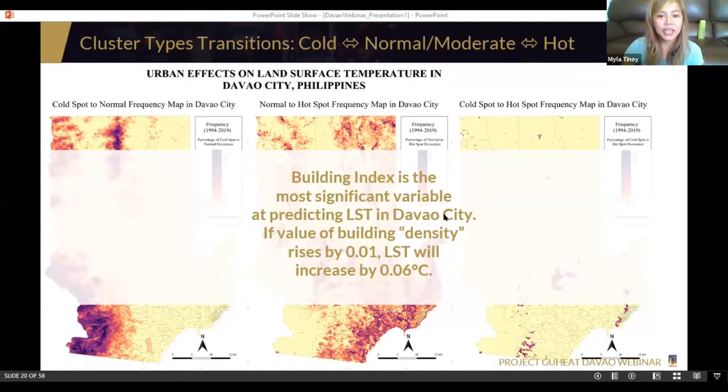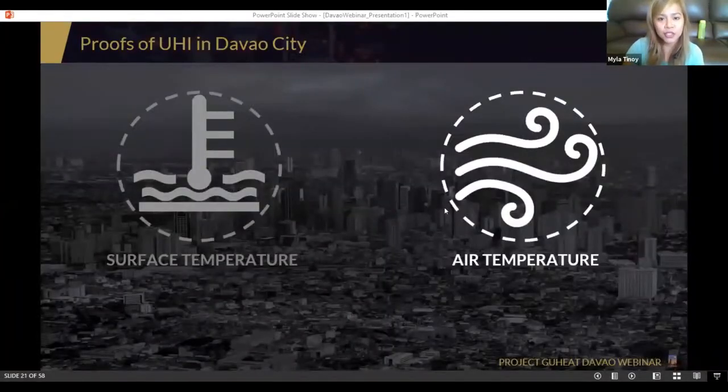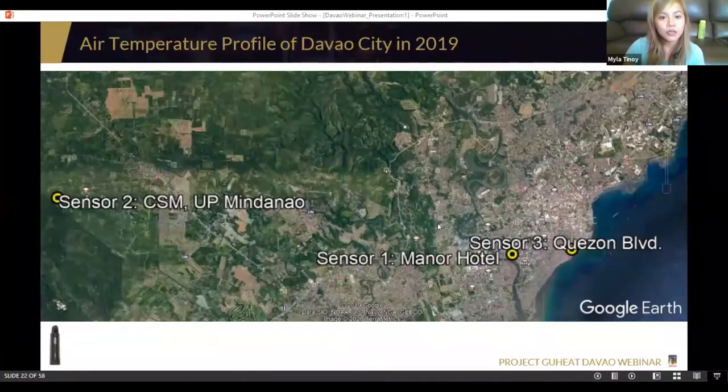Okay, so another evidence of UHI in Davao City was found in the air temperature. Last year of April, we deployed 2 Hobo water logger sensors to capture the air temperature in the city's main urban center. While one was stationed in UP Mindanao in Barangay Mintal, also an urban barangay, but with a rural kind of environment.